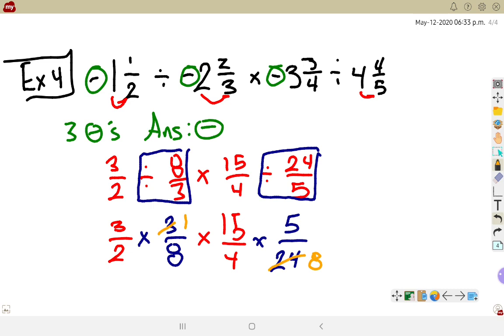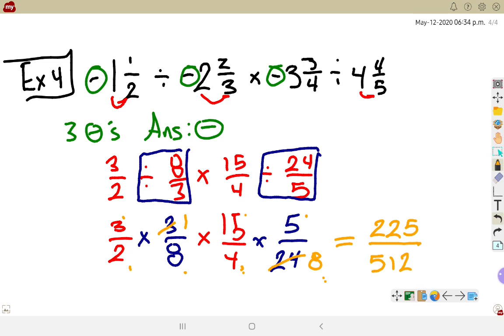Okay. Alright, so let's look at the numerators now. 3 times 1 is 3, times 15 is 45, times 5 gives me 225. Another way of doing that was the 3 times the 5 is 15, and then times another 15 is 15 squared. Okay. On the denominator, we've got 2 times 8, which is 16, times 4, which is 64, times 8, which is, what's that? 512, I think. Okay. Or we could have just gone 2 times 4 is 8, and then times 8 times 8, so it's 8 cubed, giving us 512.